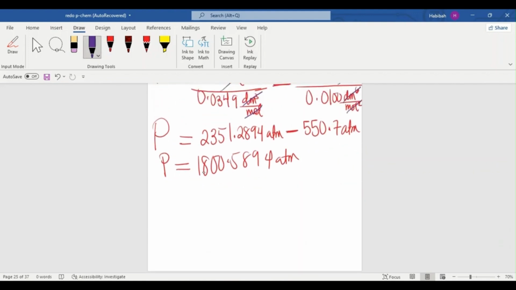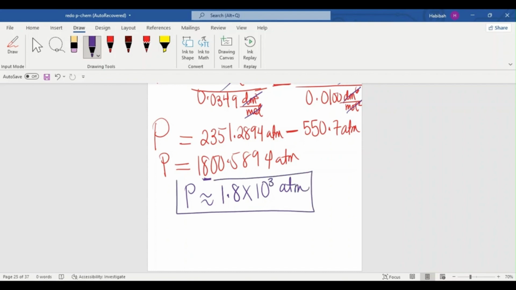So pressure is approximately 1.8 times 10 raised to the power of 3 atmosphere. That is the value for the pressure of the van der Waals gas for ethane.